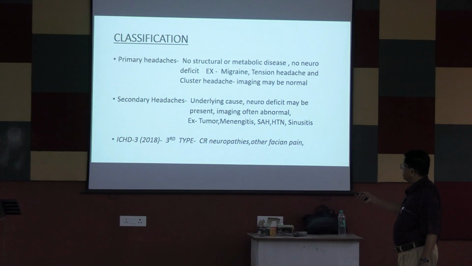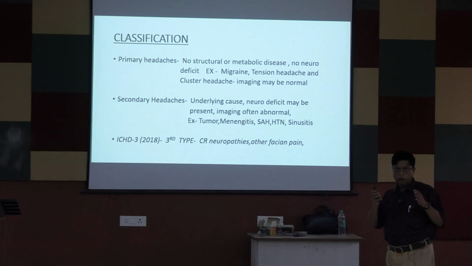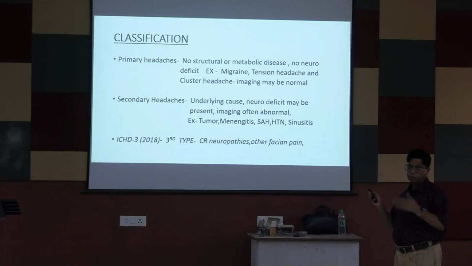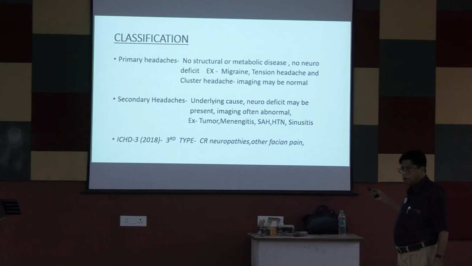Anyway, for the third classification, in ICHD3 in 2018, they separated trigeminal neuropathy, like cranial neuropathies, other facial pain, particularly trigeminal neuropathy. As we know the cause of this trigeminal neuropathy, they don't want to put it in primary or secondary, so they put it as a third type. But if you don't mention it, no harm. Primary and secondary headache you must learn.